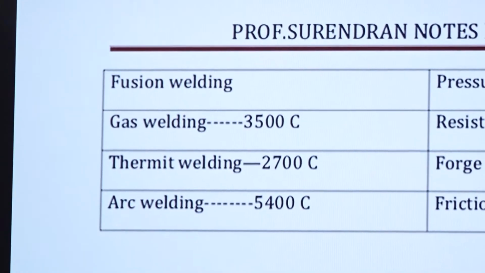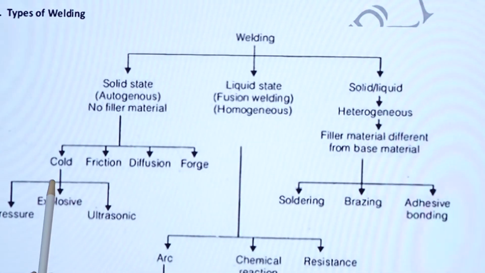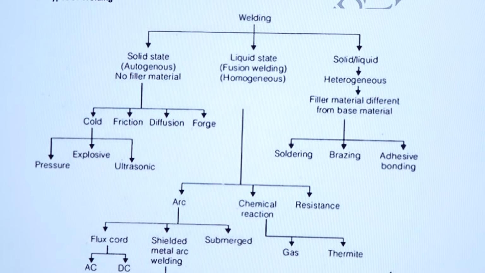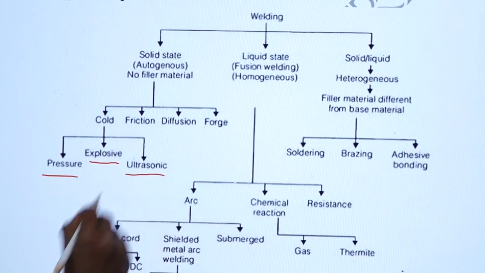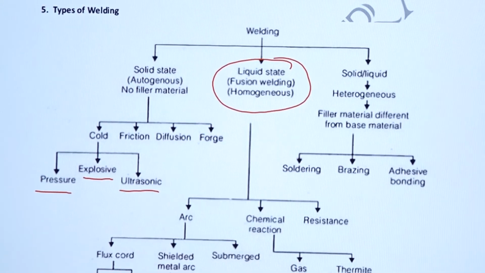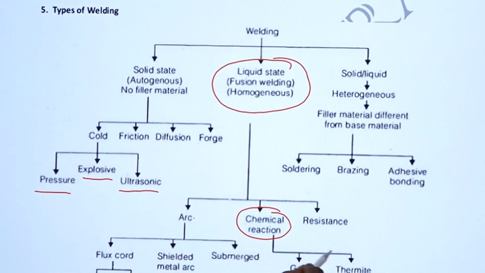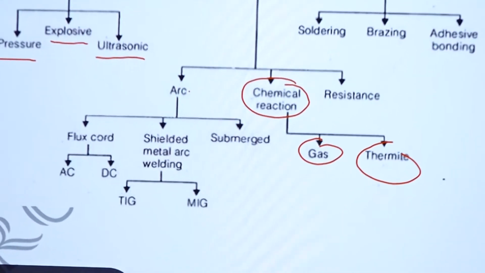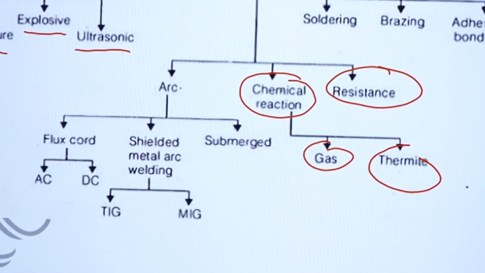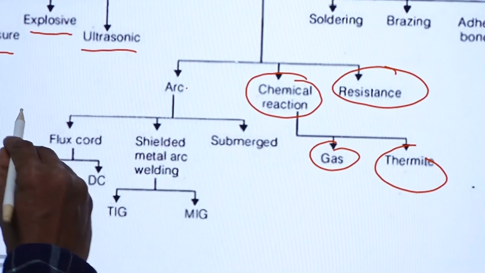Next you can see the tree diagram for welding. Welding can be solid state, liquid state, and solid and liquid state. In solid state we have cold welding, friction welding, diffusion welding, forge welding. Cold welding is pressure welding, explosive welding, ultrasonic welding. In liquid state welding or fusion welding, we have arc welding, gas welding, thermite welding, and separately resistance welding. Arc welding has three types: flux cored arc welding, shielded metal arc welding, and submerged arc welding.